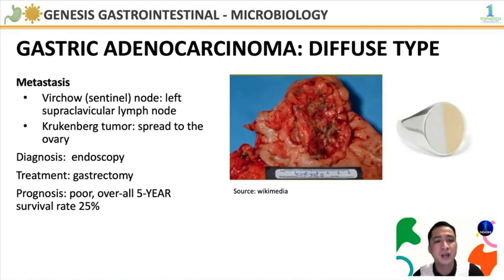So remember this definition of terms. We have your Virchow node and your Krukenberg tumor, which both represent metastasis. Your Virchow node is a manifestation of left supraclavicular lymph node involvement, and your Krukenberg tumor shows bilateral involvement of the ovaries. Diagnosis for this is endoscopy. Treatment includes gastrectomy, and prognosis shows a poor overall 5-year survival rate of around 25%.